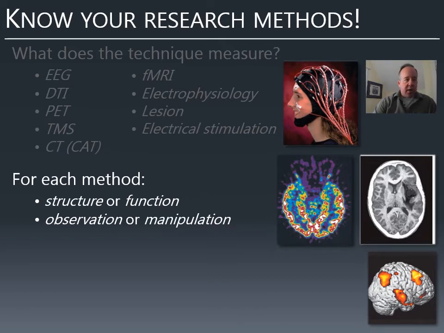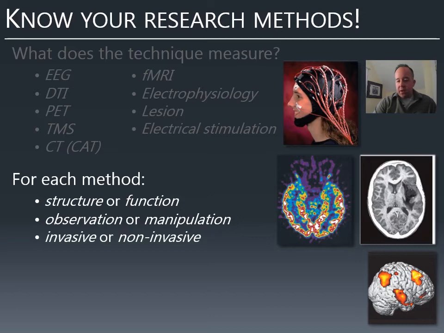So be able to classify each of those techniques based on structure, function, based on observation or manipulation, and also based on whether it's invasive or non-invasive. Does it involve breaking the skin, going through the skull, disrupting brain tissue? Obviously, a lesion is very invasive. It's destroying part of the brain.